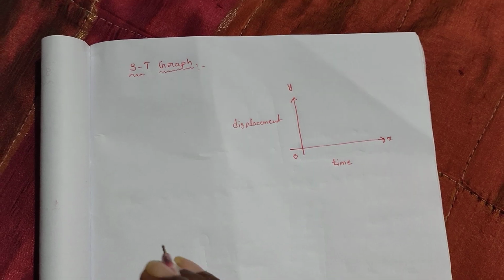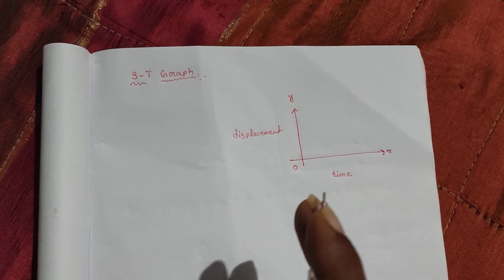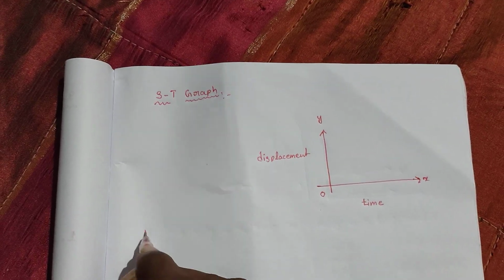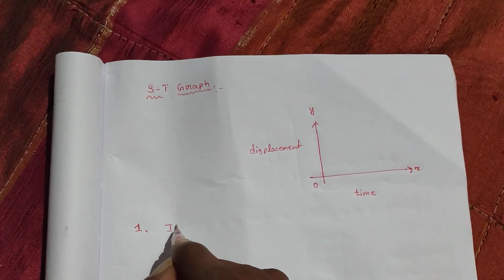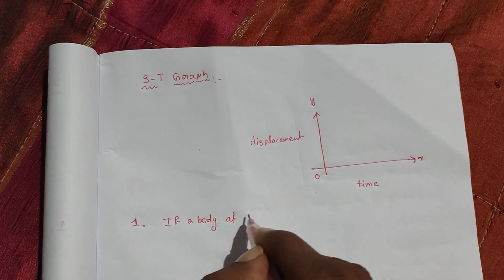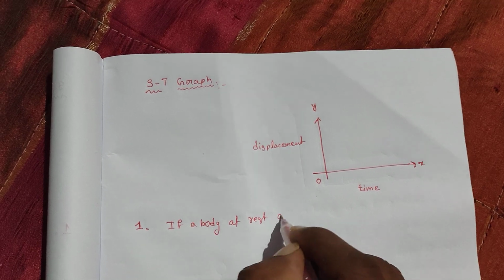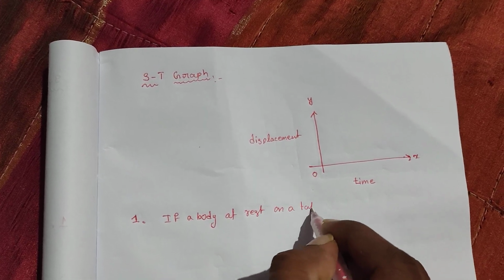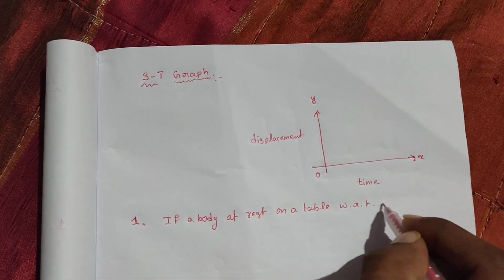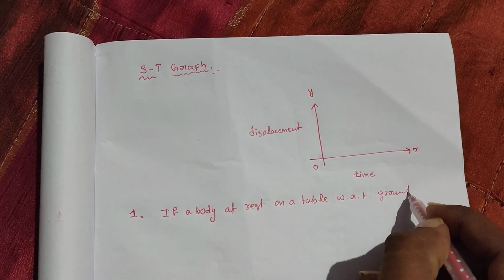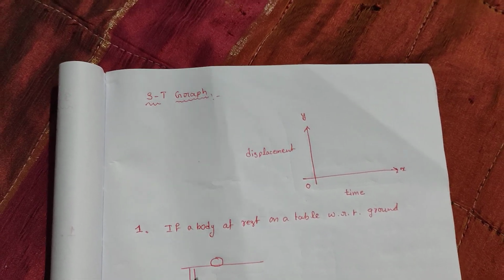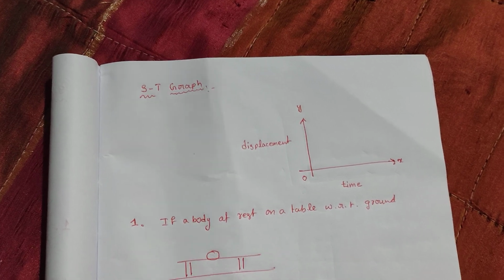Okay, so now we have to explain the displacement time graph with different conditions. Condition 1. What is that condition 1? If a body is at rest on a table with respect to the ground. Just identify that condition. A body is at rest on a table with respect to the ground.